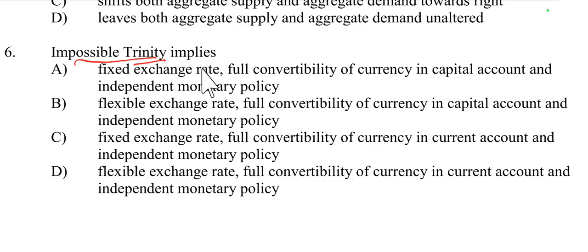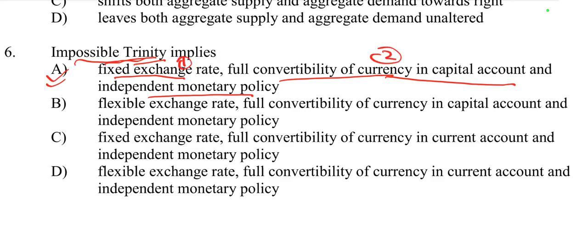So what are these three policies? First one is a fixed exchange rate, full convertibility of currency in the capital account, and independent monetary policy. So this is the right option according to the impossibility trinity. The trilemma suggests that a country can only achieve two out of the three at any given time.